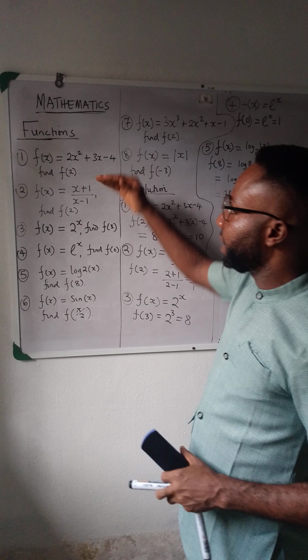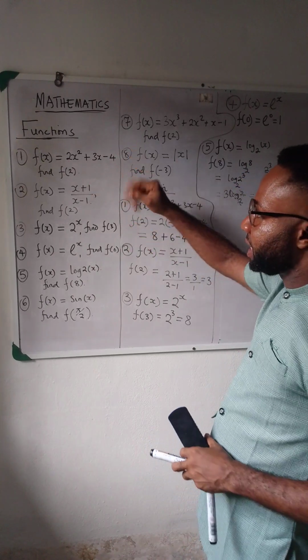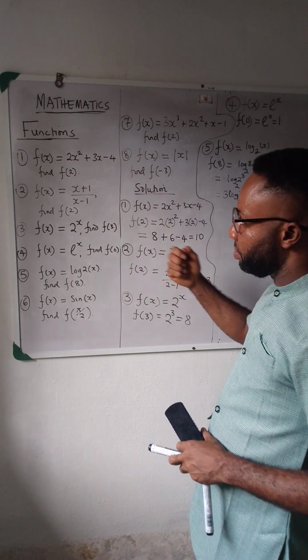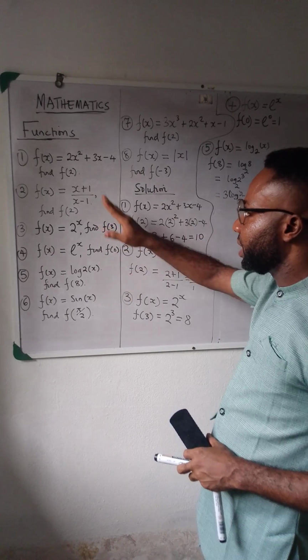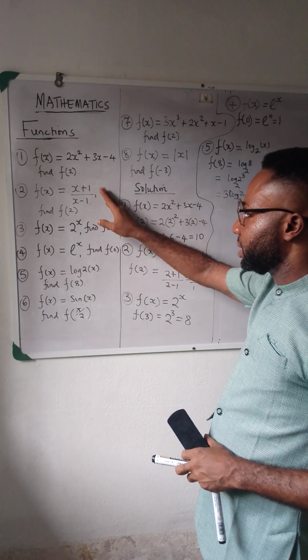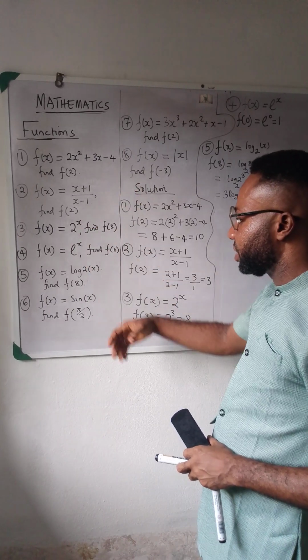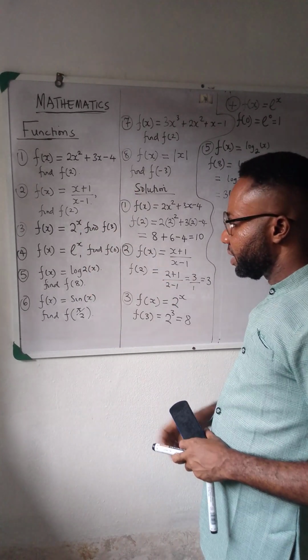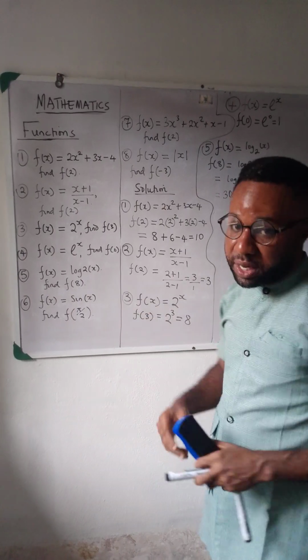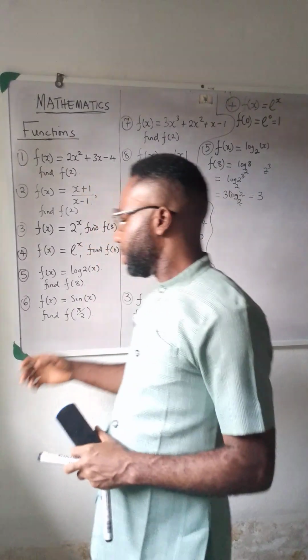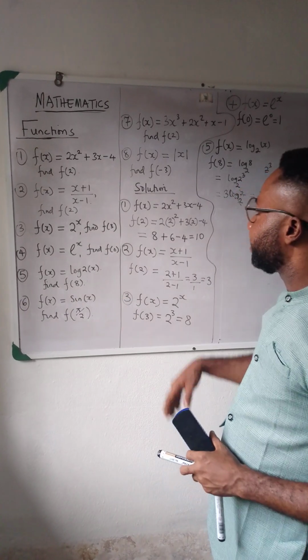You've seen how to identify different types of function and how to approach them. This is a quadratic function. This is a rational function. This is an exponential function. These are exponential functions. This is a logarithmic function. So in my next video on functions, I'm going to look at trigonometric functions.